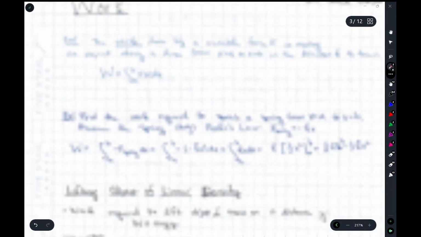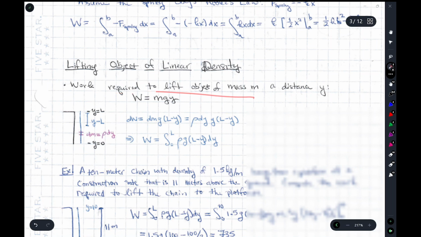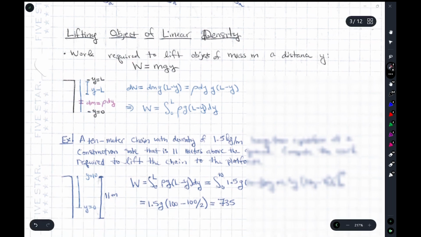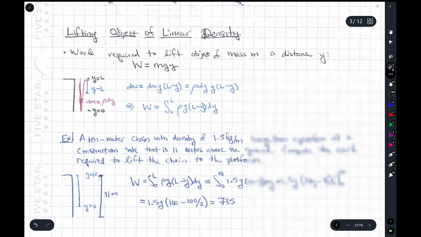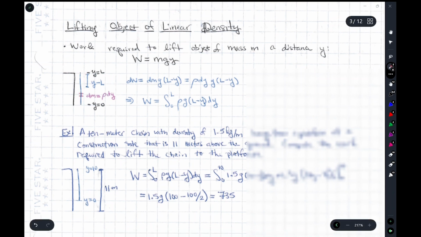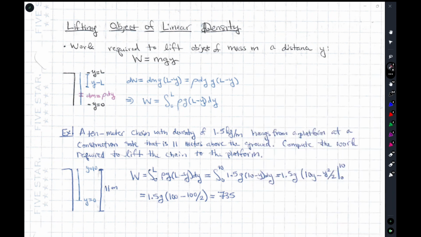Another setting where you'll run into integrations is calculating the work required to lift an object. Suppose you have this one-dimensional object. It could be a string, for example, and you want to lift this string up. Well, how do you do that? In general, to take an object of mass m and lift it a distance y, the work is mgy. The force mg is that of gravity, and we lift it up y, and so we do the work mgy there.